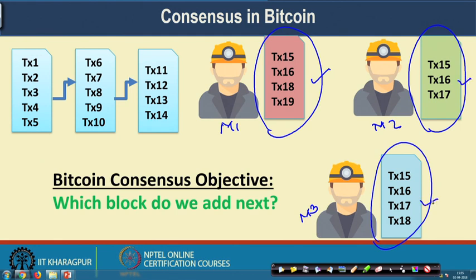So, in the Bitcoin consensus algorithm, the objective is to decide which of these three blocks I will add to this existing blockchain. This is the problem of the Bitcoin consensus algorithm.